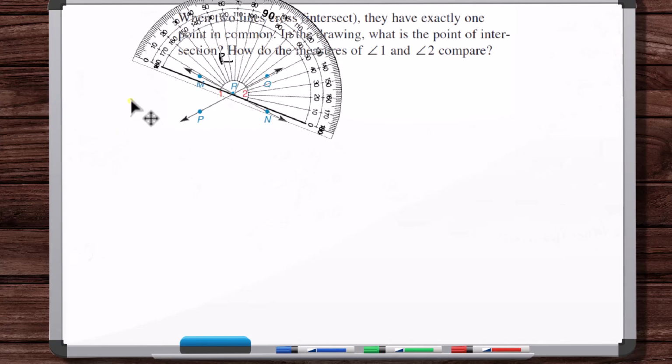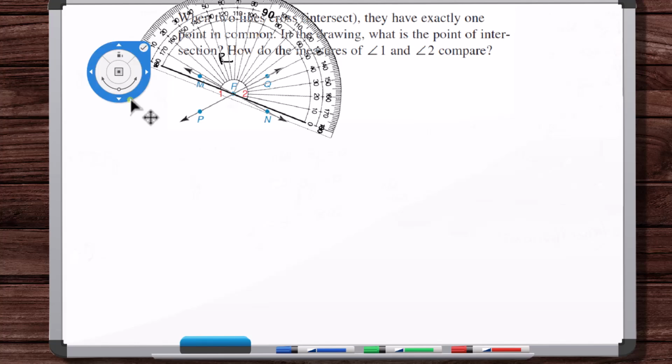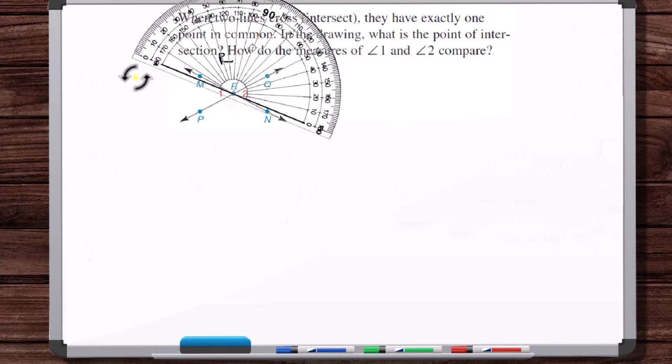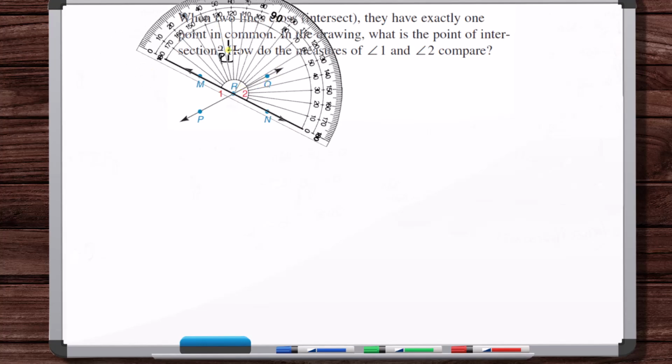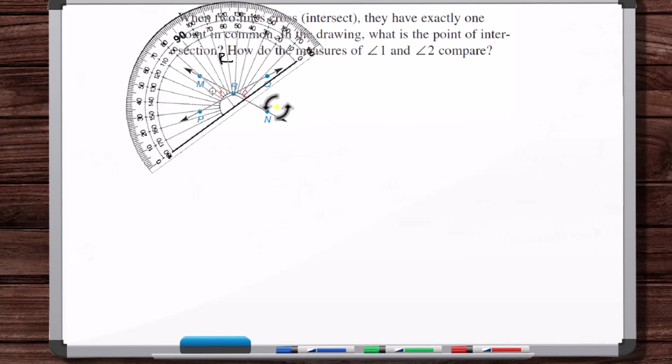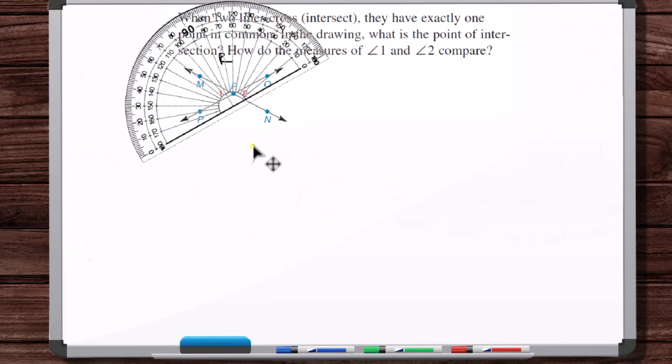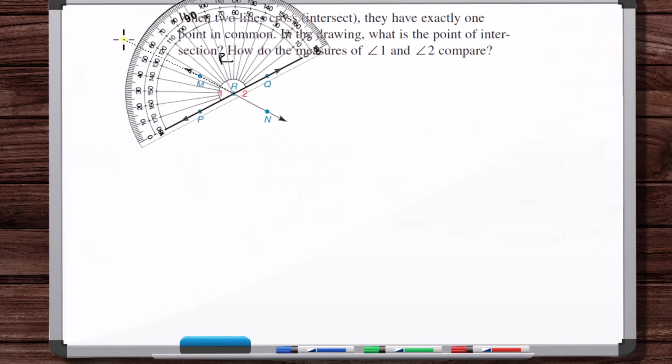But let's see. We put the vertex here at the center of the protractor, and then let's see, we're at about 55 degrees, okay, and then about 55 degrees again. There you go. So they look to both be equal according to our measurement.